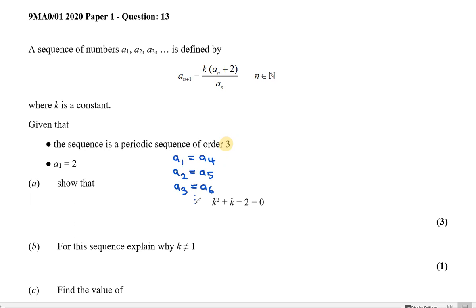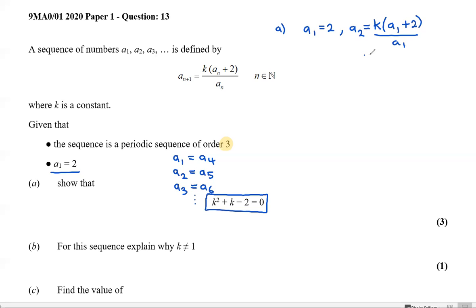The second piece of information is that the first term is equal to 2, and we have to show this quadratic here. So let's have a look at the information. The first term is 2, so if I start with that, A1 is equal to 2, and this is obviously part A. Then using the recurrence relation, A2 must be k multiplied by A1 plus 2, and then you divide all that by A1. I'm just following the instructions, that's all.